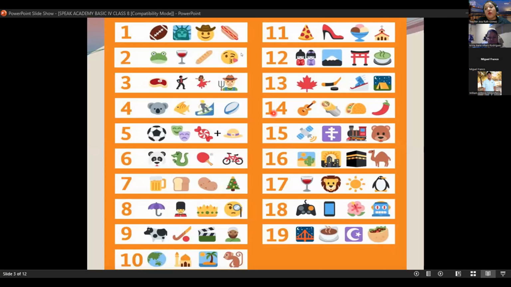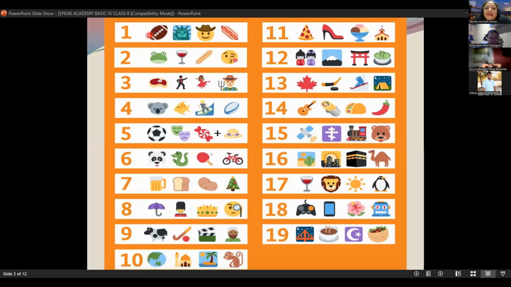Everybody, right now, emojis is a new language, right? Because we communicate through emojis and all that stuff. Well, here, everybody, I have some emojis, and they are countries. So you have to guess which country it is. For example, number one, pay attention to those emojis. Which country do you think it is?